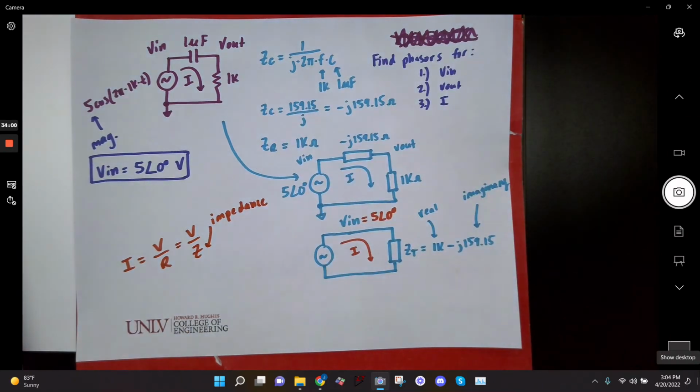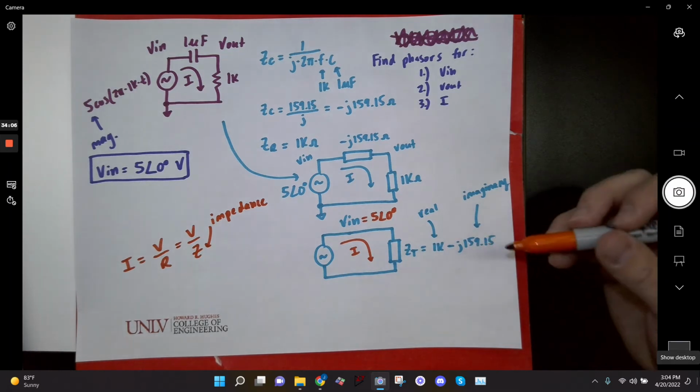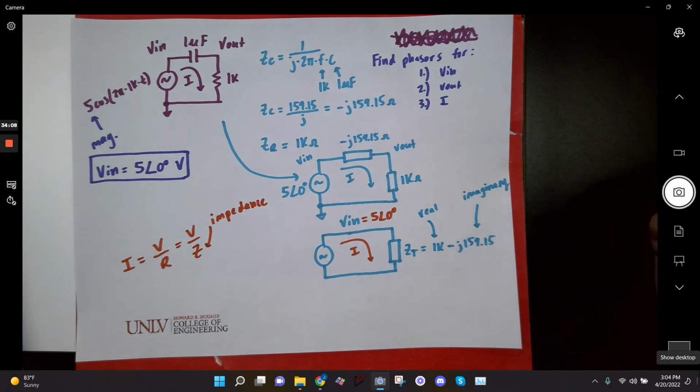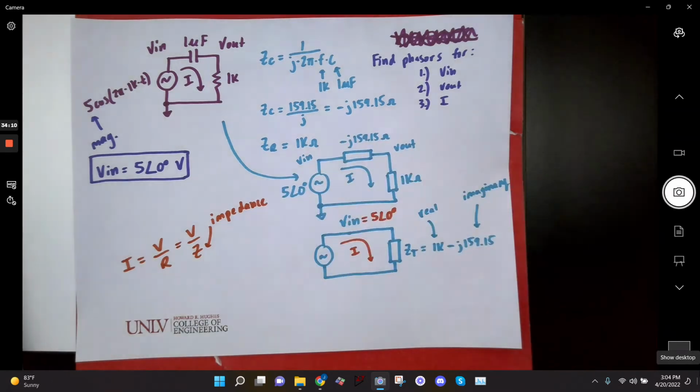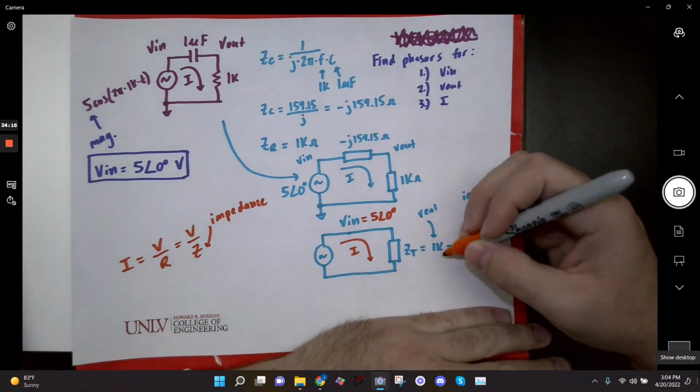So for AC, it's not V equals IR, it's V equals IZ, but it's just resistance. It doesn't really matter. We basically need to find a phasor for this impedance so that we can divide the two phasors and we can get our current phasor, okay? So let's get a phasor for this.